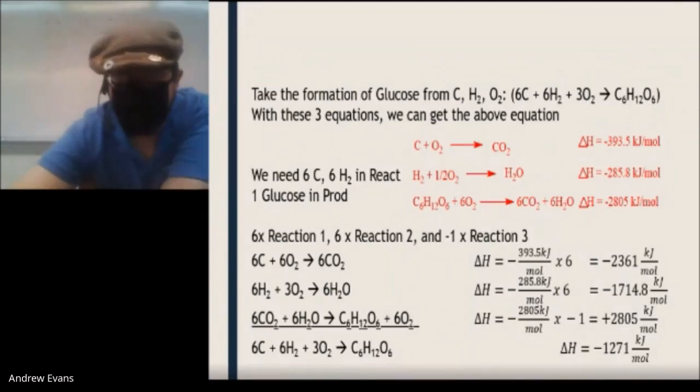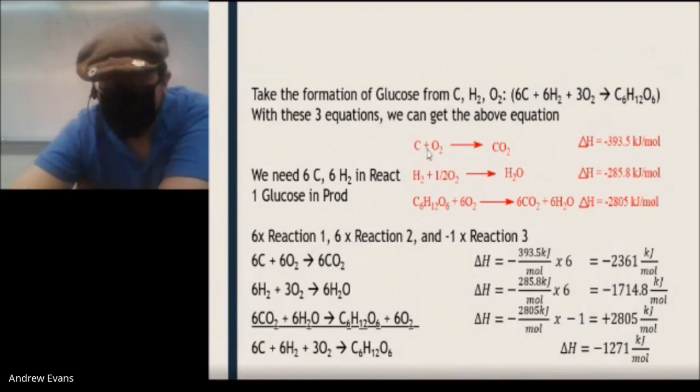So the first thing you need to do is figure out how to combine these reactions. I see the first thing here is there's 6 carbon. Is there any reaction that has carbon as a reactant? This first guy. This is the only reaction of the 3 available that has carbon anywhere in the equation. So I know this first reaction will be the only source of carbon. Now, because there's 6 carbons in the above reaction, I need to use this reaction 6 times.